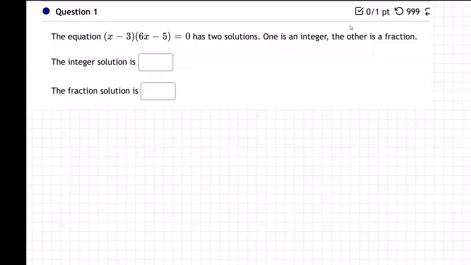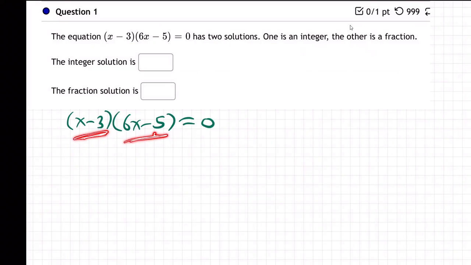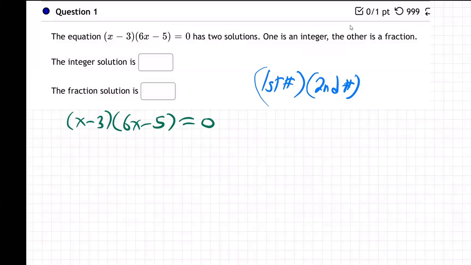Well, basically, when you have the two parentheses, x minus 3 and 6x minus 5 like that, notice the parentheses mean that they're multiplied together, right? So think with me for a second. What if I said, hey guys and gals, I'm thinking of two numbers, first number times second number, and I'm not telling you what my numbers are yet. We're playing, guess my numbers. I'm multiplying the two numbers together, and together when they multiply, they equal 0.